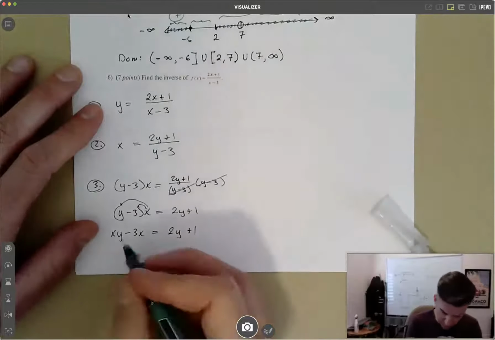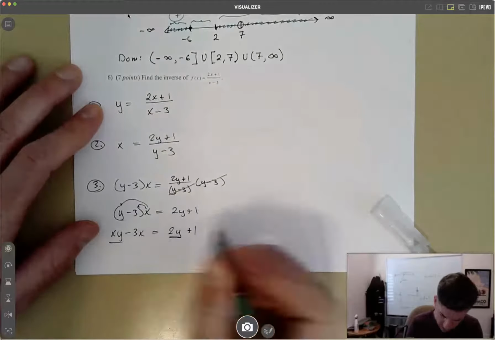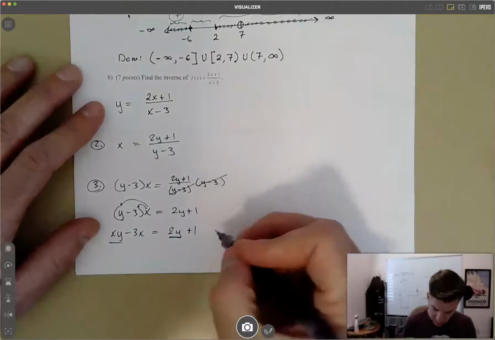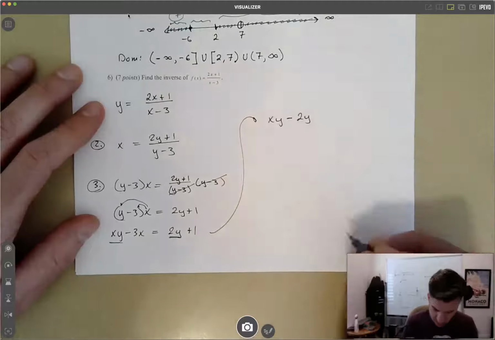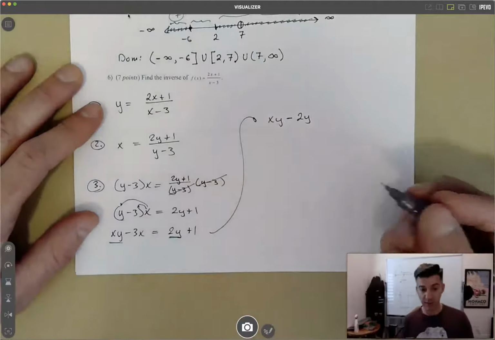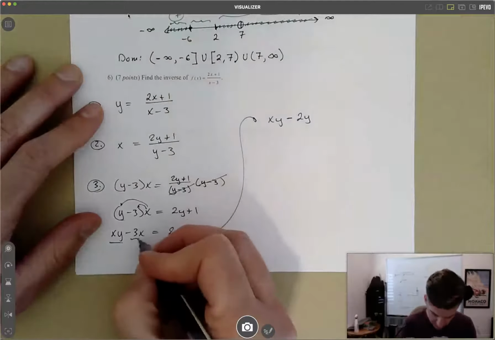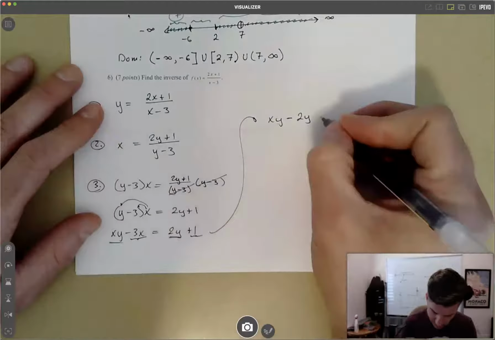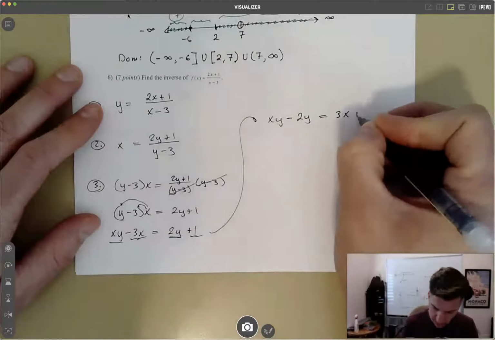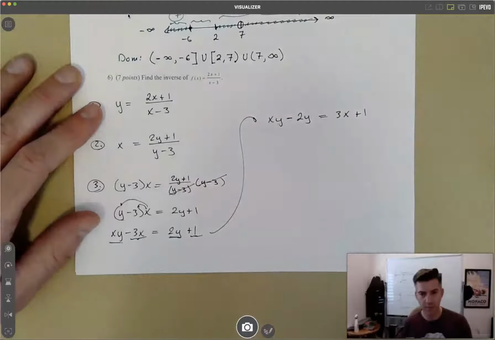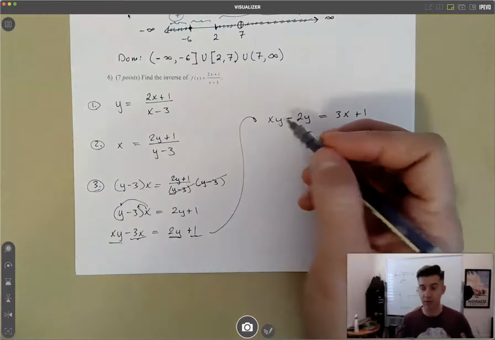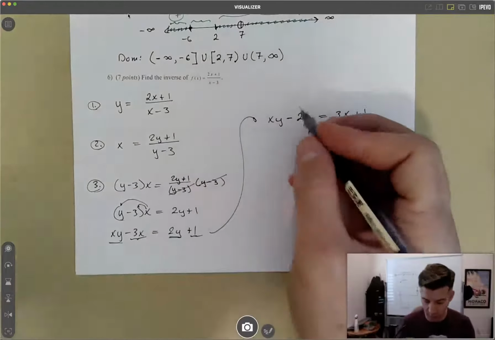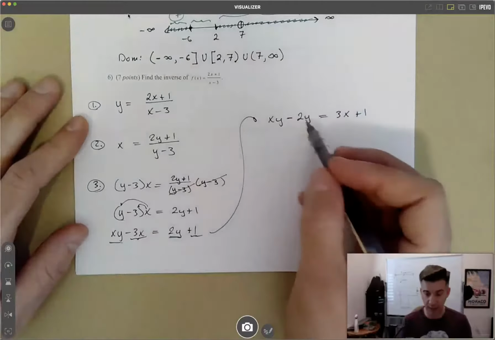I'm going to group all of my y terms on the left side. So I'm going to get xy minus 2y, and I want all the not y terms on the other side. So I'm going to get this and this on the right. So I'm going to get a positive 3x plus 1. And then I'm going to factor out a y. That's why I brought all the terms that have any y in it to one side.